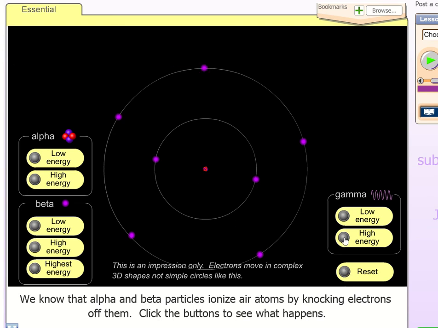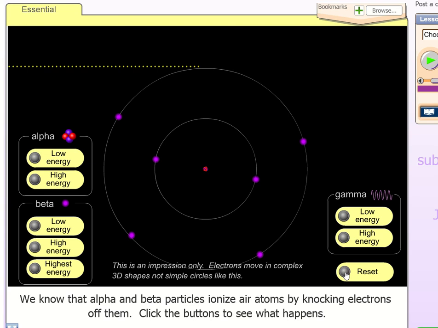If we fire higher energy gamma at this atom, the electron absorbs the high energy gamma and the electron is free to leave the atom. If you notice, the kinetic energy, the speed of that electron was faster. We're left again with a positive ion.